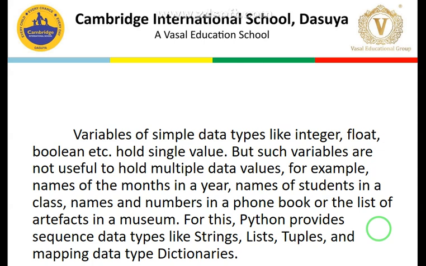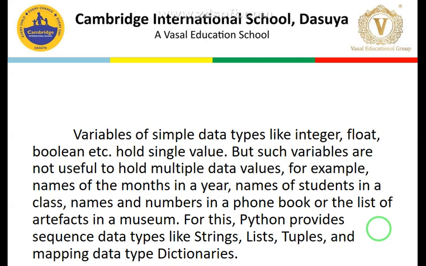For example, let's say we want to store the names of months in a year. In a year we have 12 months, clear. Or names of students in a class. These are multiple values, clear. For this type of values we cannot use the variables that we discussed earlier. For these we require some special variables. So for this, Python provides sequence data types like strings, list, tuples and mapping.